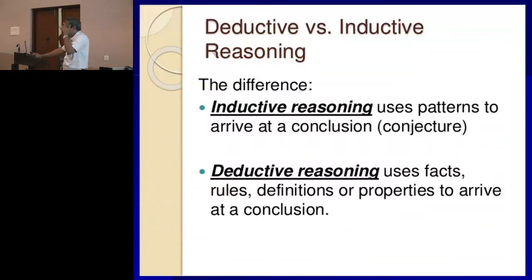So in inductive reasoning, we use patterns to arrive at a conclusion. We observe, we look at something, we see something, we think we recognize a pattern and then make a conclusion. And most of it is conjecture. Whereas deductive reasoning uses facts, rules, definitions, or properties to arrive at a conclusion. So here, like in algebra, we start with a premise or a principle or a rule, and then come to a conclusion. So it's a little more likely that our conclusion is going to be true. Whereas for inductive reasoning, we have to be very careful. Both types of reasoning, we have to be careful.